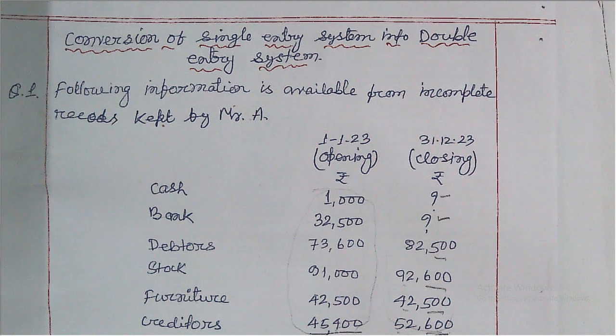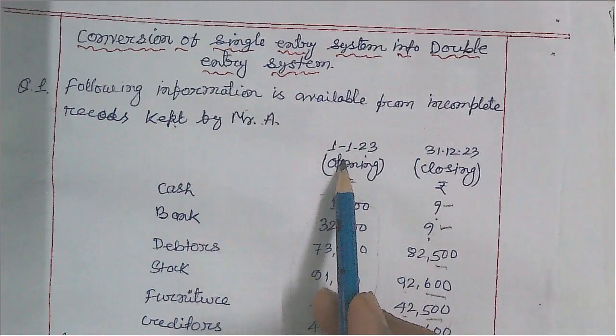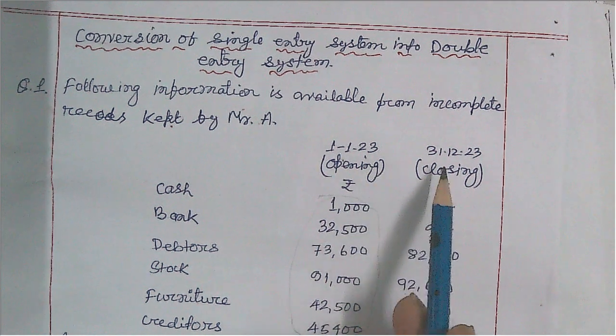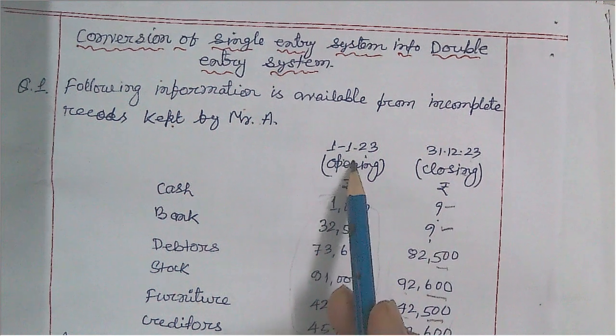It is on your screen. So this is your question. Here, the following information is available from incomplete records kept by Mr. A. So opening balances and closing balances of assets and liabilities are given: 1st January 2023 are the opening balances, and 31st December 2023 are the closing balances.